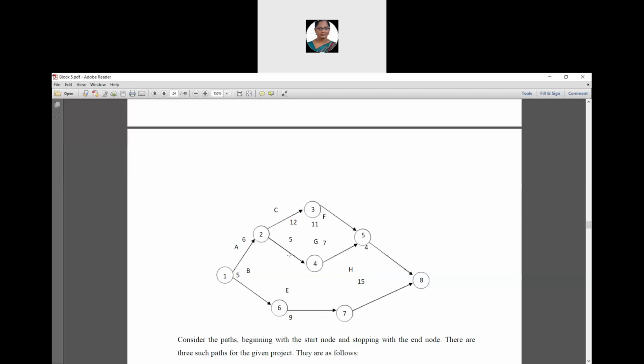Its time estimate value is 5, and draw a path between 3 and 5. Its activity name is F, and its time duration value is 11, and draw a path between 1 and 5. Its duration value is 9, and draw a path between 6 and 7. Its time duration value is 15, and we have to draw a path between 7 and 8. Its time duration value is 15.